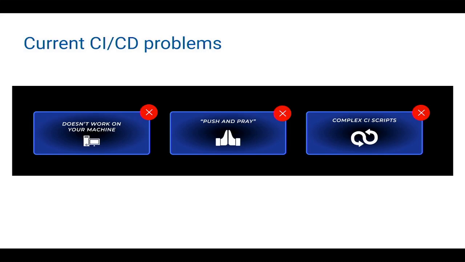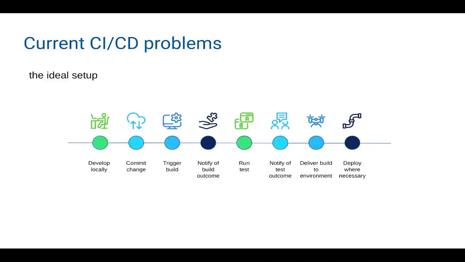So yes, let's start at the beginning. We start with our ideal setup. We develop locally, we test everything locally, then we commit, and then we have the trigger to build, and then we get notified of how the build went. Then we run our tests and get notifications how it went, and then we deliver the build to the environment and then deploy if everything went smoothly.